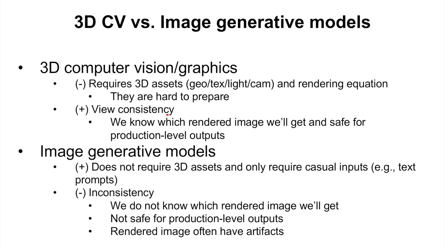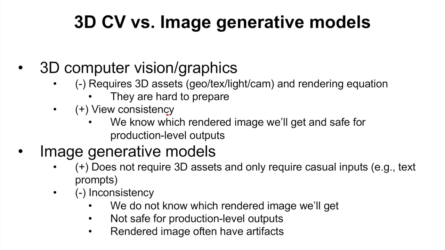And an image generative model or video generative model does not require 3D assets and only requires casual inputs like text prompts. That is a definitely good point, especially for our user end, where we want some images from a text prompt. A text prompt is quite easy to provide, right? We can just type some text. It is very easy to provide to the system.